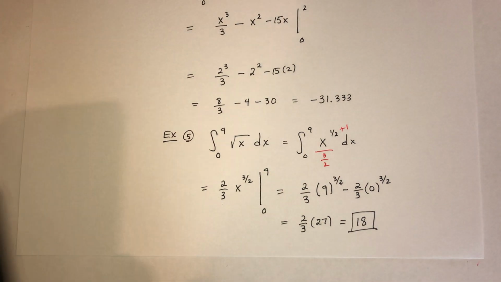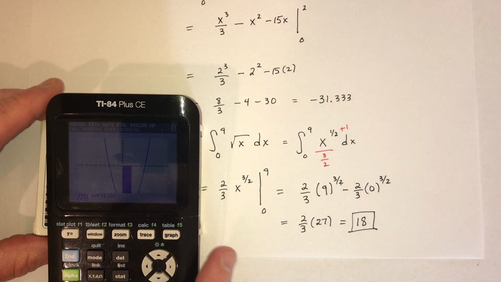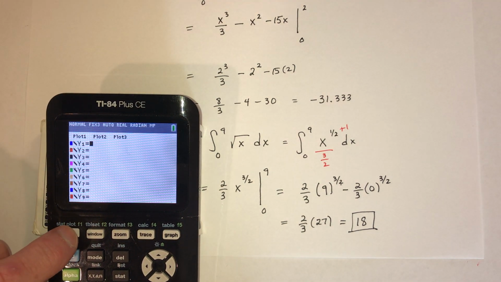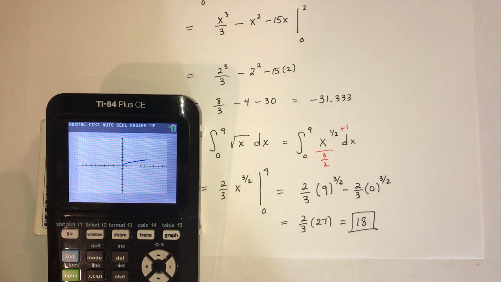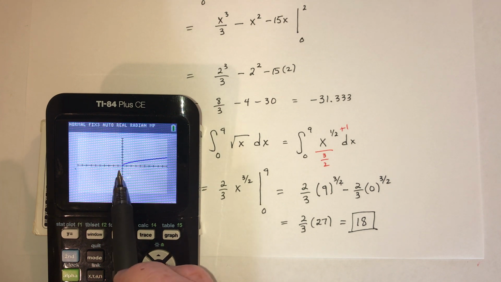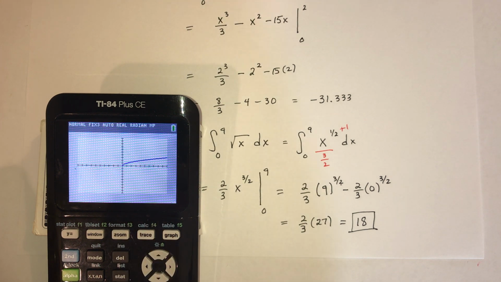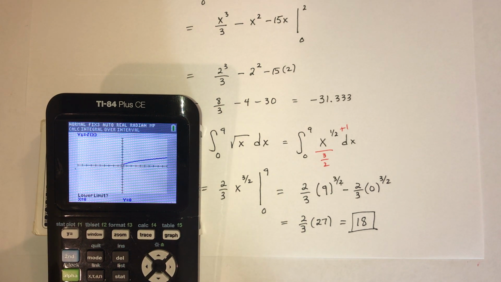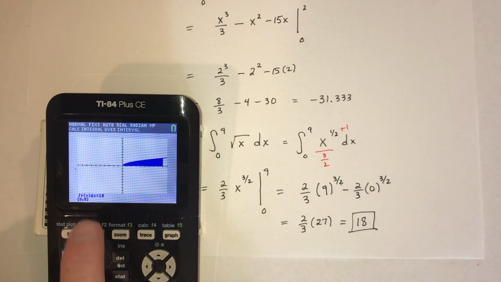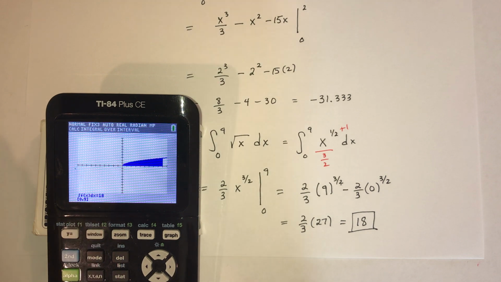Should we check it? All right, sounds like a good idea. So graph the square root of x. And this window definitely goes from 0 to 9, so that's going to be good. And then second calculate, number 7. What's the area from 0 to 9? Calculator thinks that the answer is 18. Oh wait, it is. Good job, calculator.